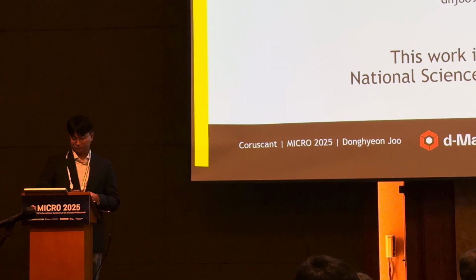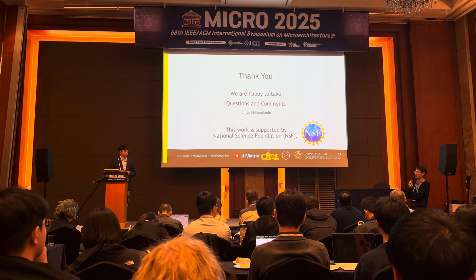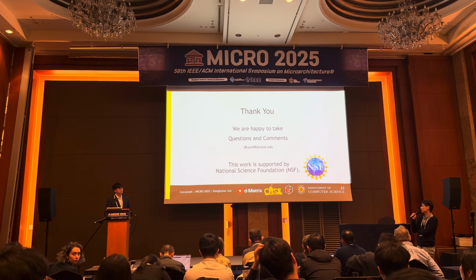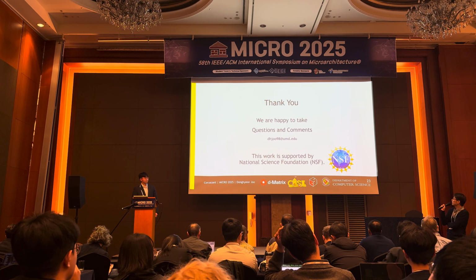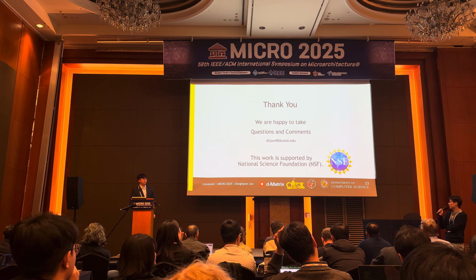Any other questions? Okay, from my side, I have a last question. So you focus on the weights, right? While the KV cache is the critical structure. Does your idea work for the KV cache as well?